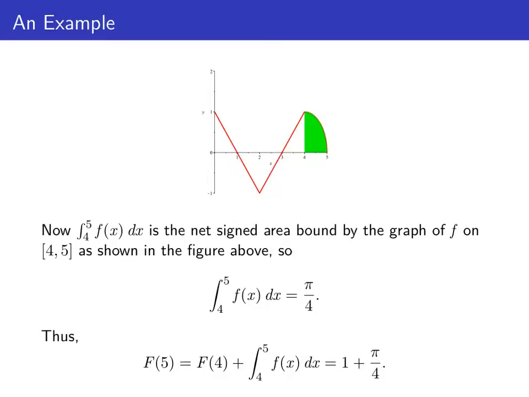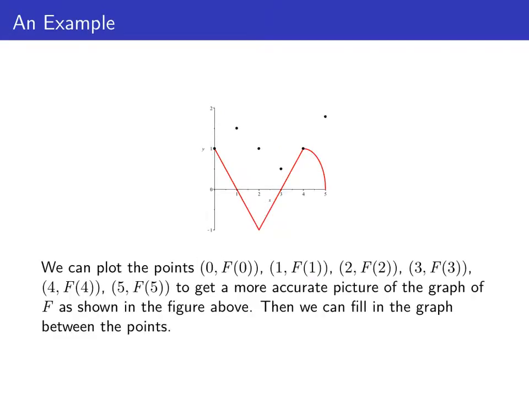So the area, this green shaded region, is going to be 1/4 of the area of a circle with radius 1. So the integral from 4 to 5 of little f of x dx is going to be pi over 4. Add that to big F of 4, which was 1, and we get big F of 5 is 1 plus pi over 4. So now we have these different points that we can plot, and we can see the graph of this antiderivative big F taking shape.